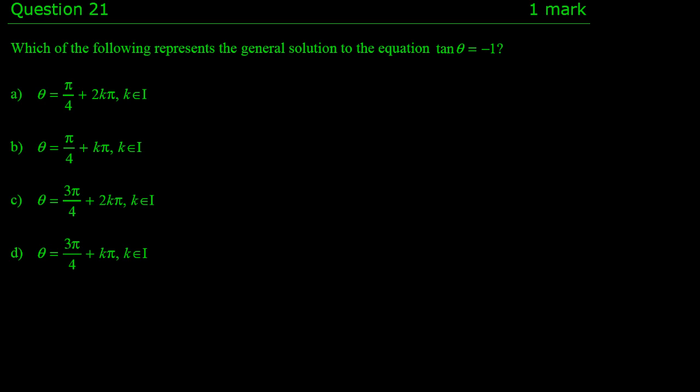Question 21. Which of the following represents the general solution to the equation tan theta equals -1? All right, so tan theta is different than our two other primary trig functions. Sine and cos have a period of 2 pi, whereas tan has a period of pi. So we want to keep that in mind when we're stating our general solution.